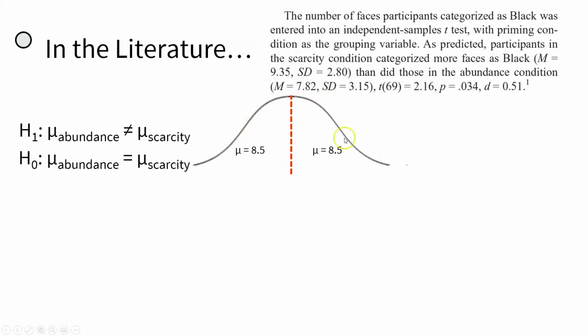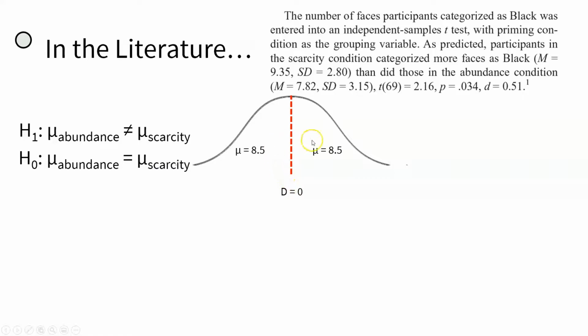One of these populations were the people exposed to scarcity ideas, and the other one were the people exposed to abundance ideas. But it doesn't actually have an impact in this imaginary scenario on how many faces they categorize as black. And so they're going to end up categorizing about 8.5 faces, regardless of which of the two conditions they were in. If this were actually what was going on in the world, then when we compute the difference on average, it would be nothing. There would be no difference. Again, the mean of the abundance condition would be equal to the mean of the scarcity condition.